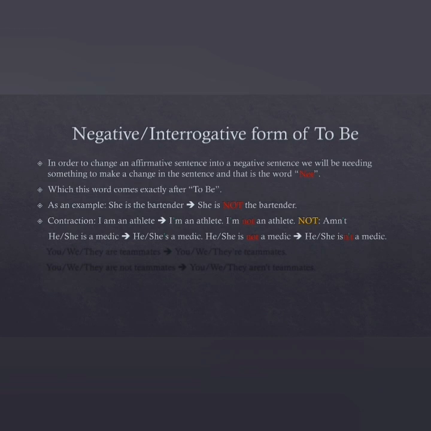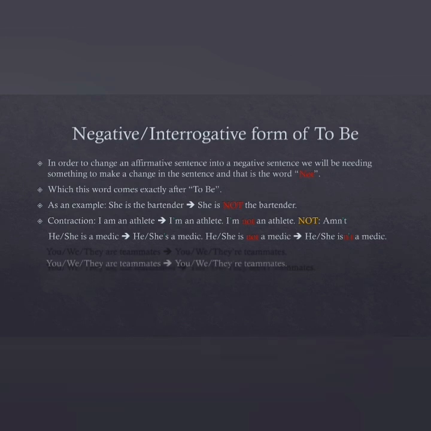Look at the other example. He or she is a medic. He is a medic. She is a medic. And for the negative one, he is not a medic, she is not a medic, he isn't a medic, she isn't a medic. As you can see, it's much simpler and shorter. And when you want to pronounce it in speaking, it's much more fluent.